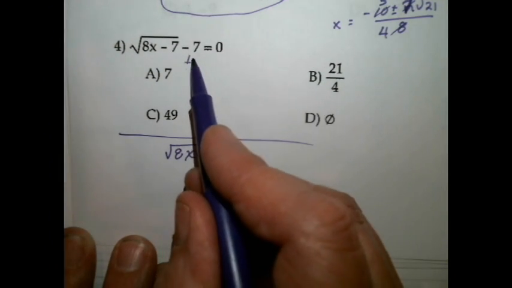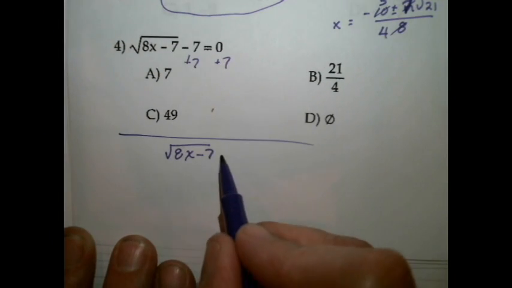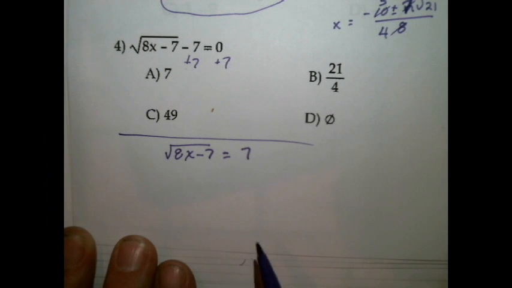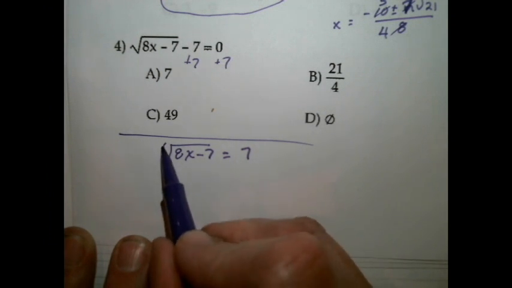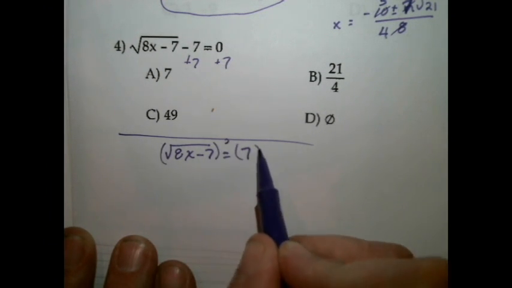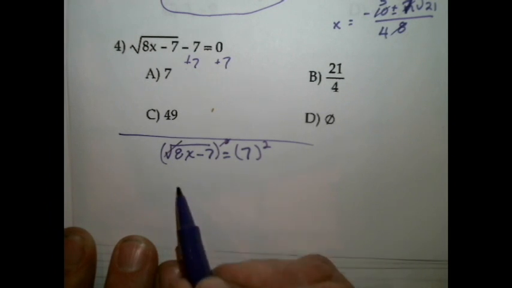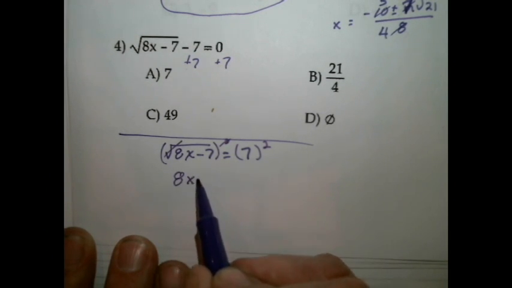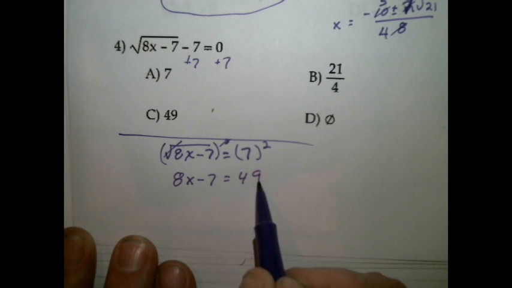Now, the first thing I'm going to do is just right away add 7 to both sides. So this automatically equals 7. Now to get rid of the radical, I need to square both sides. The radical and the square cancel. So over here I have 8x minus 7 equals 49.